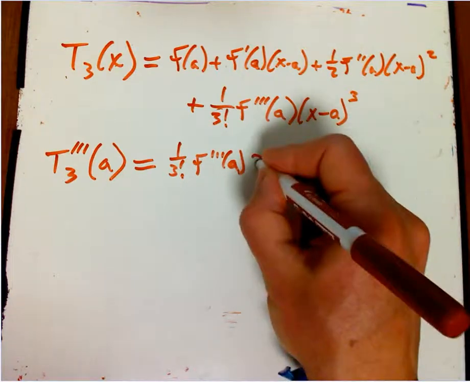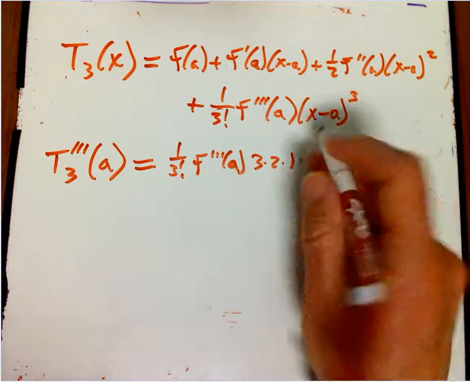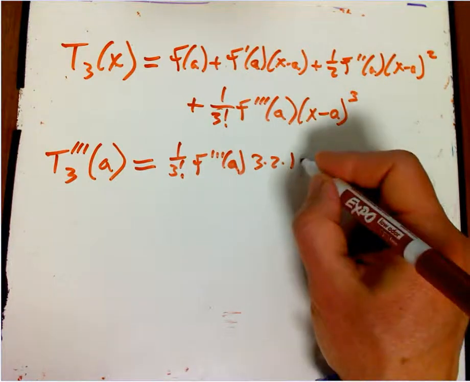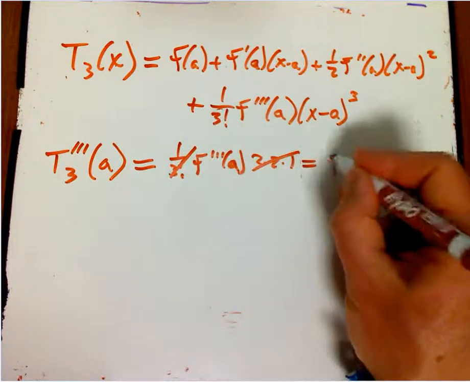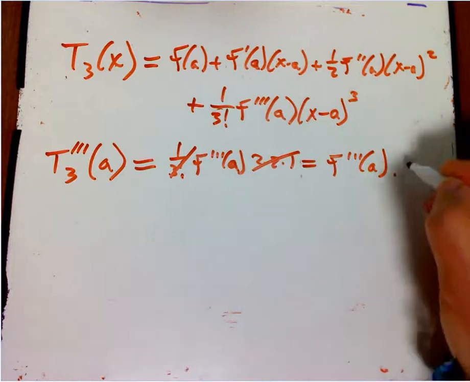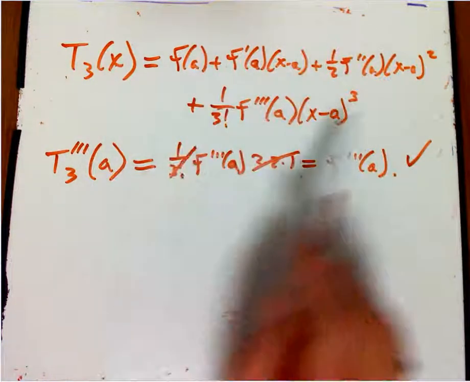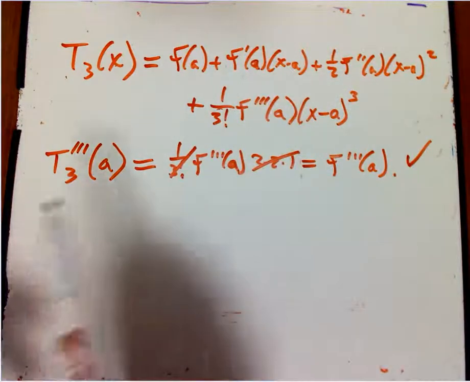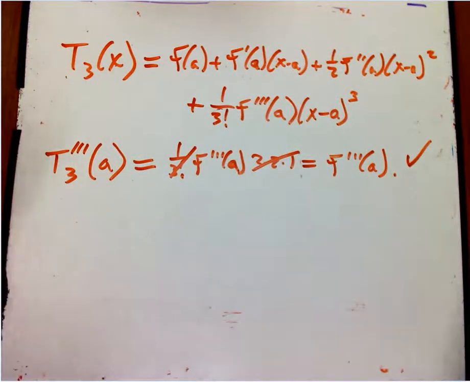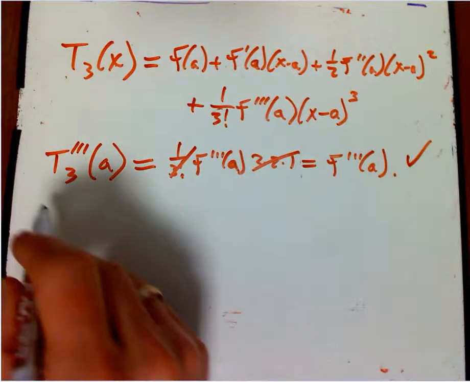Then you get 3 times 2 times 1 times (x minus a) to the 0, which is just 1. And this, of course, is what we want. Okay, so a little quicker version. That suggests we're really on the money here. That should be the third degree, or often called third order, Taylor polynomial. Best cubic approximation to this function.